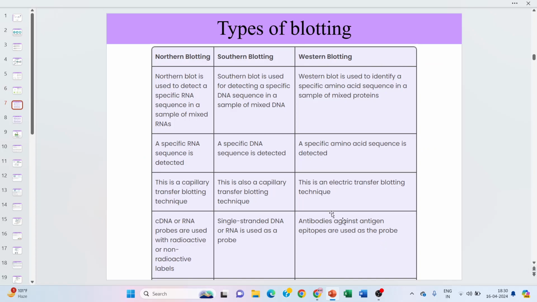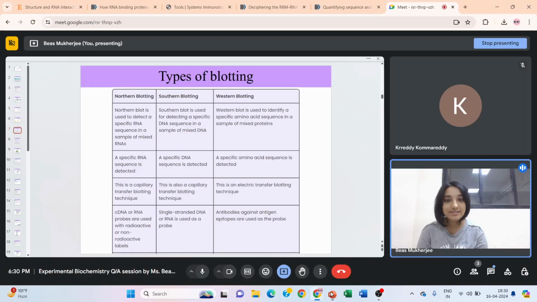Again, this is a small table telling you the differences between northern, southern and western blotting. So we can go through these at a glance quickly. Northern blotting is useful in detection of RNA, southern blotting DNA, and western blotting proteins. Fine. So a specific sequence is detected using all three.